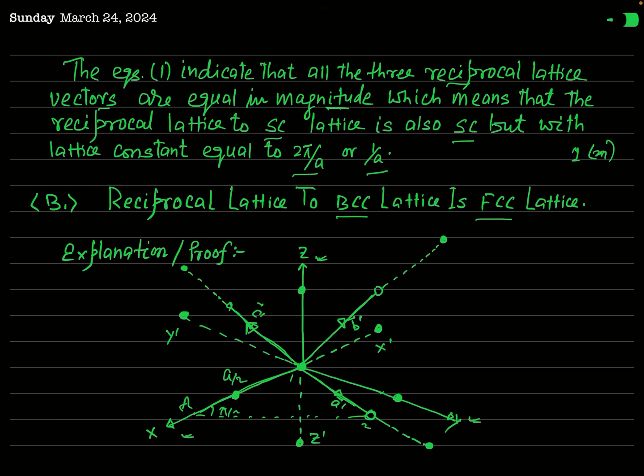And similarly, when you will draw a perpendicular on this y-axis, then this projection of A dashed will be again A by 2. Okay? And since the projection of A dashed in z direction is in the negative z direction, this projection will be minus A by 2. Okay? So you can write this primitive translation vector A dashed of the BCC lattice like this. This is A by 2 i, plus A by 2 j and minus A by 2 k. So you can take this A by 2 as a common factor, and this will be A by 2 (i + j - k). Okay?